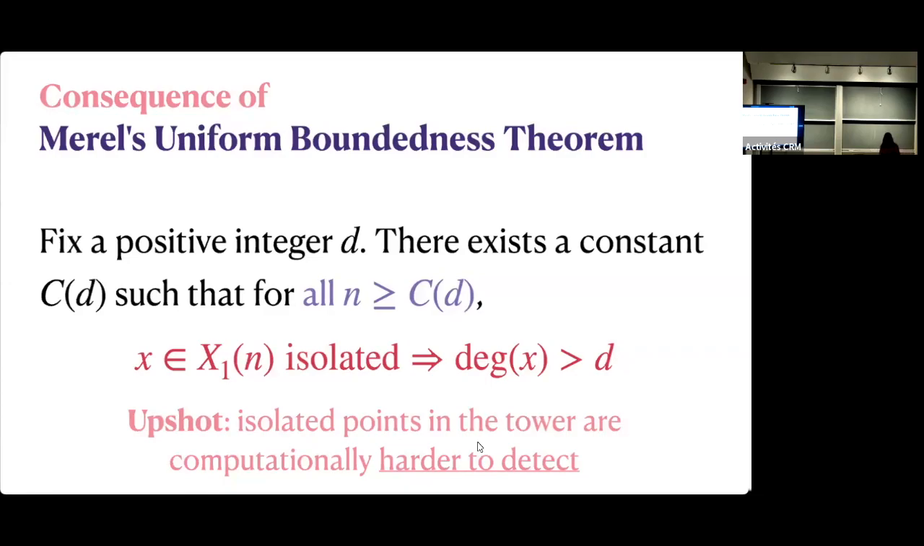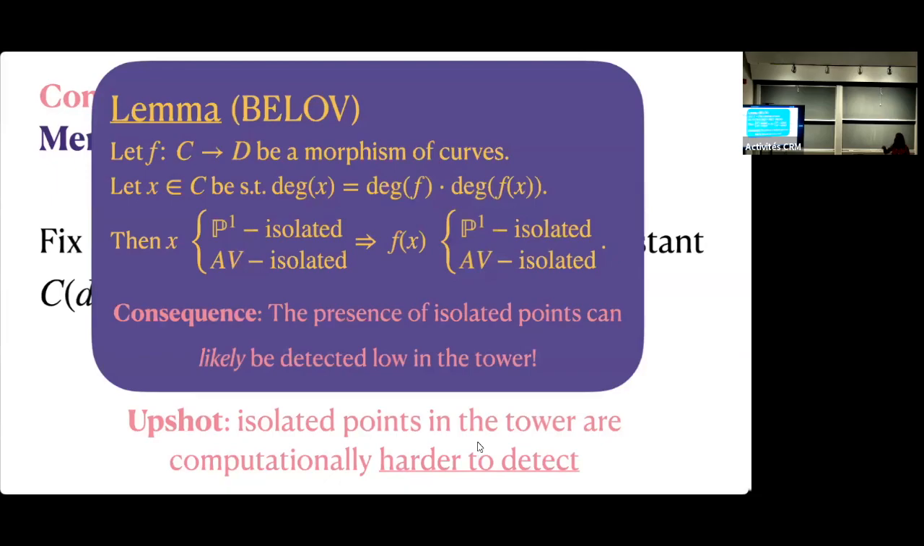But what does our lemma say? Our lemma says, don't look high up in the tower. Why are you looking high in the tower? It's hard to find things high in the tower. You should look low down in the tower because you will see shadows of those isolated points low in the tower. Okay. So I just want to be very clear. I'm not disparaging Merel's theorem. I love Merel's theorem. It's amazing. I think this just shows you how little we know about isolated points because the theorem that's so amazing, that tells us so much, tells us so little about isolated points.